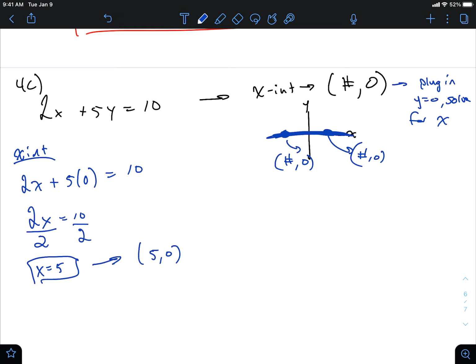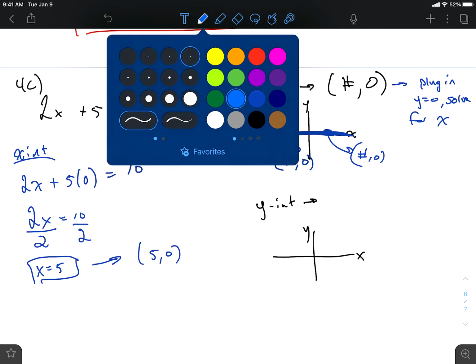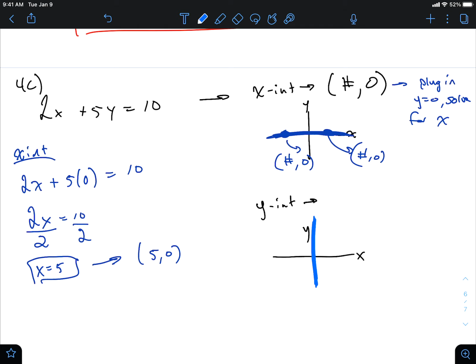And then the exact opposite is true for Y-intercepts. All right, so for a Y-intercept, all values of a Y-intercept look like this. You're going to have a 0 for x and some number. And so you're going to plug in x equals 0, solve for y.